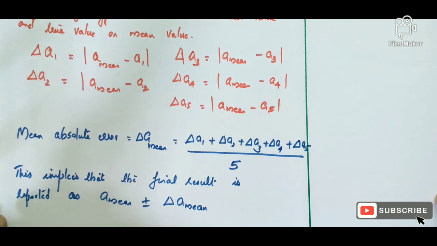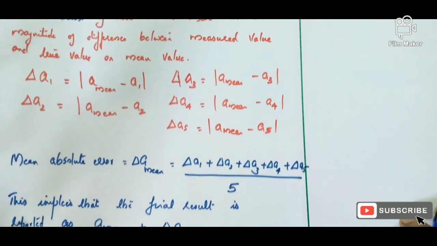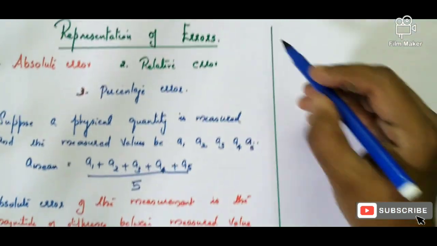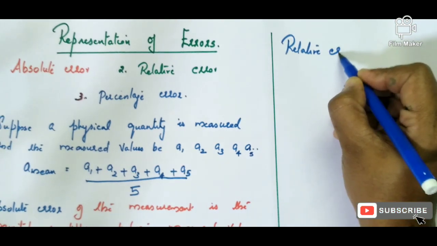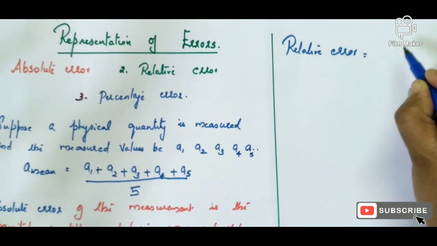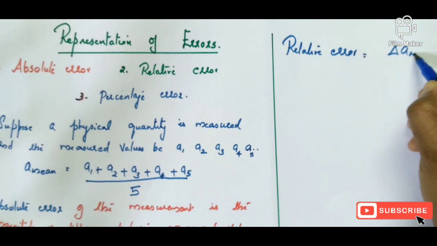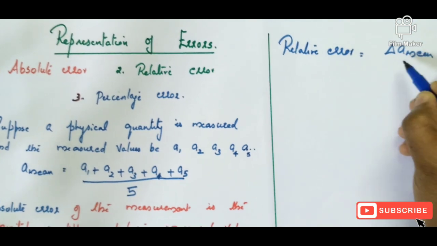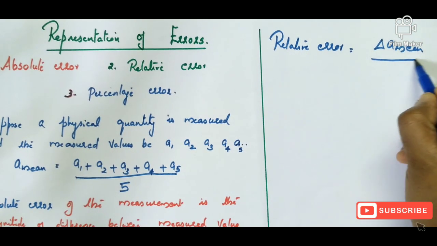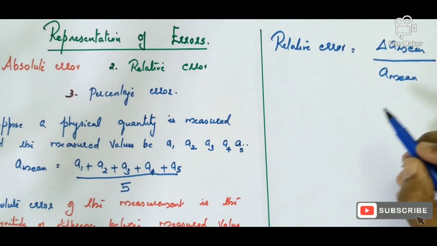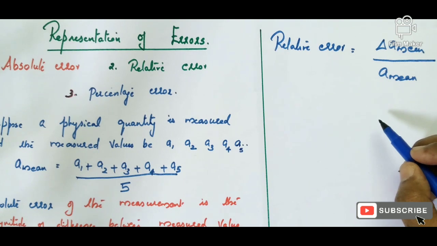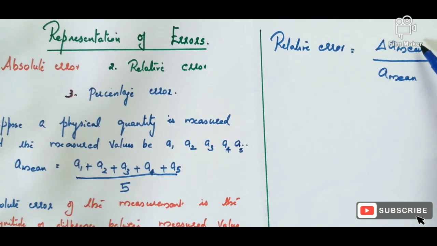Okay children. Now second one is relative error. How will you represent relative error? So relative error is given by delta A mean. Delta A mean is the mean absolute error. Okay, so delta A mean divided by the mean value. This is the representation of relative error. So relative error equals mean absolute error, that is delta A mean, divided by the mean value.